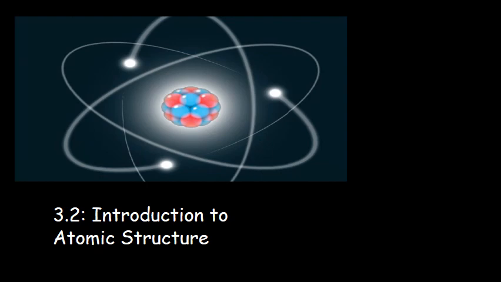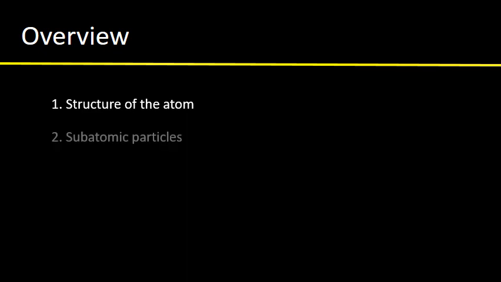Let's talk a little bit about atomic structure. All right, in this video, we're going to talk about the structure of the atom. We're going to look at the subatomic particles that make up the atom, and most importantly, we're going to look at how we can use atomic symbols to describe the composition of an atom.